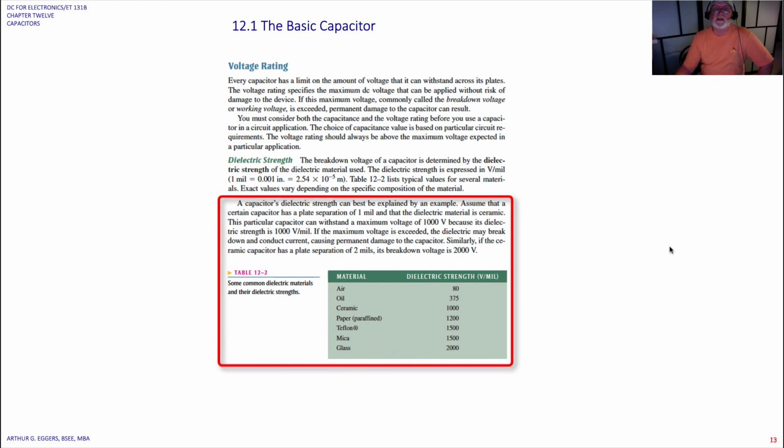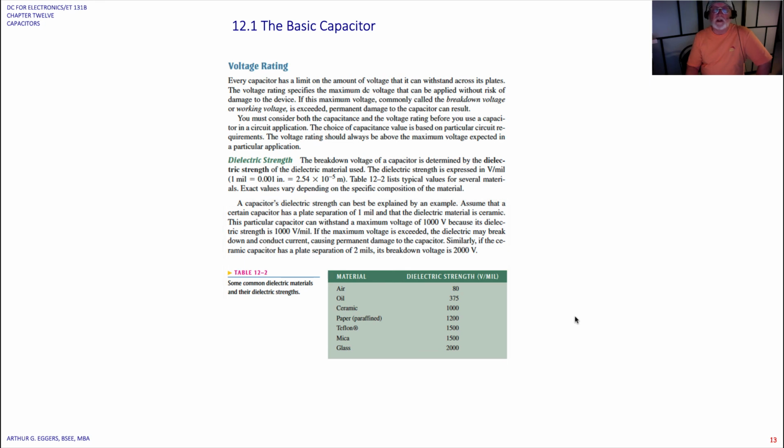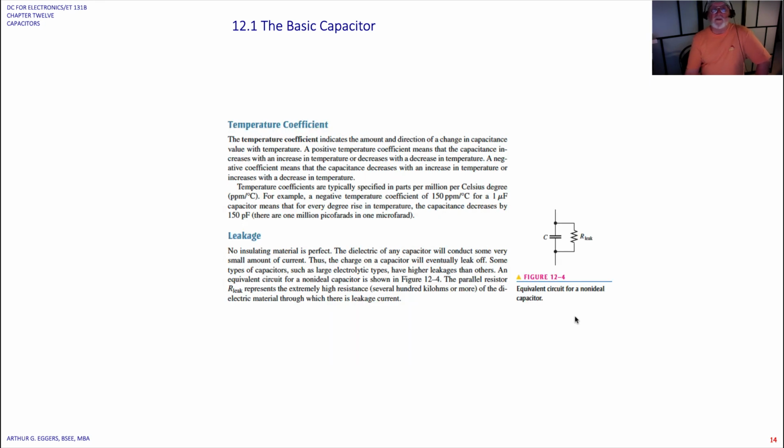If the maximum voltage is exceeded, the dielectric may break down and conduct current, causing permanent damage to the capacitor. You let the smoke out. Similarly, if the ceramic capacitor has a plate separation of 2 mils, its breakdown voltage is doubled, 2,000 volts. So take a look at this chart here on the bottom and get an idea of what kinds of dielectric strength there are depending on the material. So before we go on to the temperature coefficient, let's go ahead and stop here and we will regroup with the next set of requirements and characteristics.